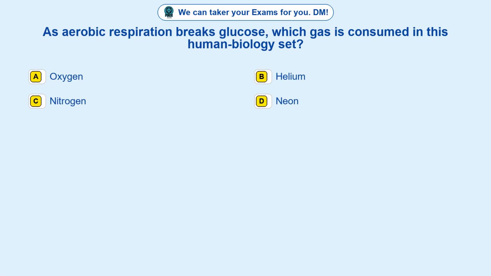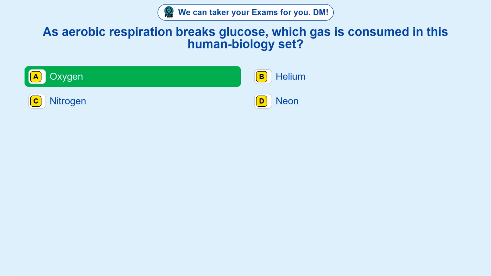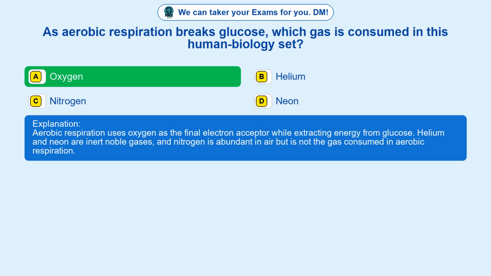Question 23. As aerobic respiration breaks down glucose, which gas is consumed in this human biology set? Option A, oxygen. Option B, helium. Option C, nitrogen. Option D, neon. The correct answer is option A. Oxygen. Aerobic respiration uses oxygen as the final electron acceptor while extracting energy from glucose. Helium and neon are inert noble gases, and nitrogen is abundant in air but is not the gas consumed in aerobic respiration.